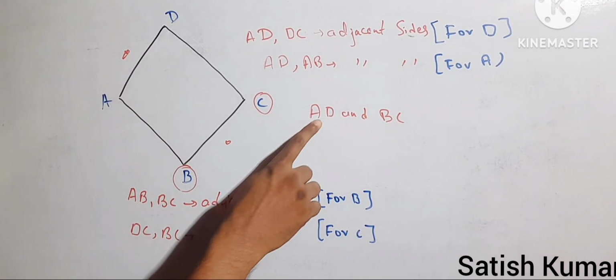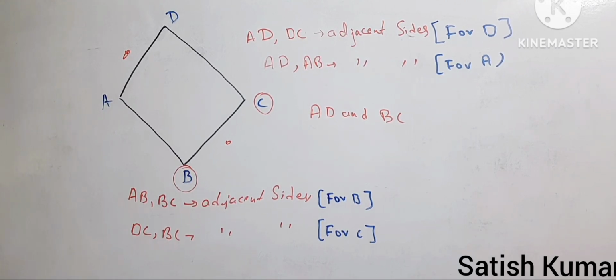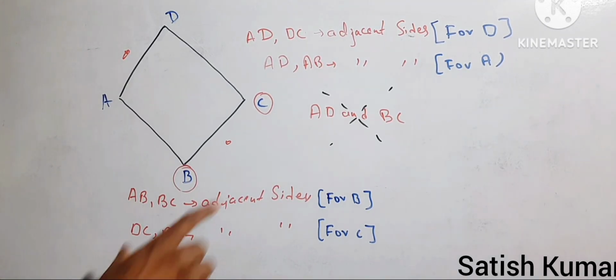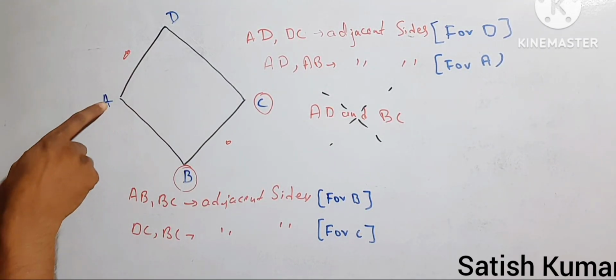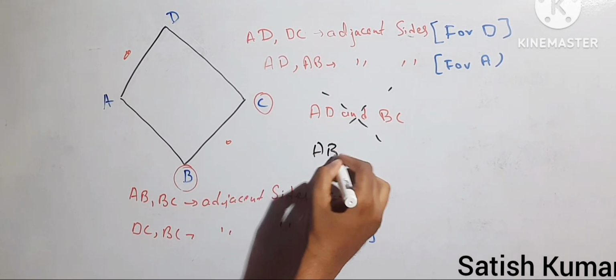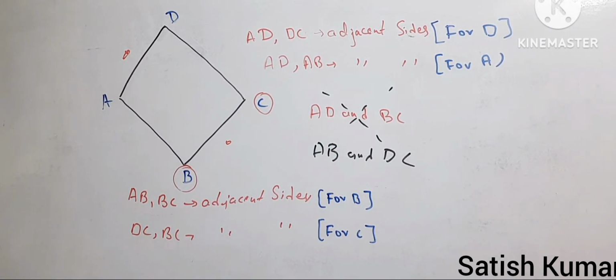Now they are asking about AD and BC. Any common vertex? No, sir, we do not have any common vertex, so they are not adjacent sides. Next, AB and DC. They also do not have any common letter, no common arm and no common vertex, so they are not adjacent.